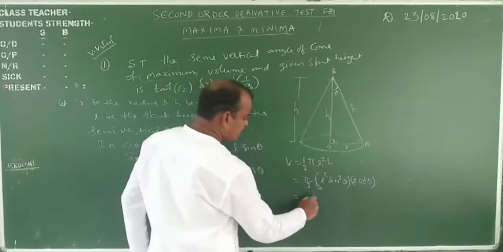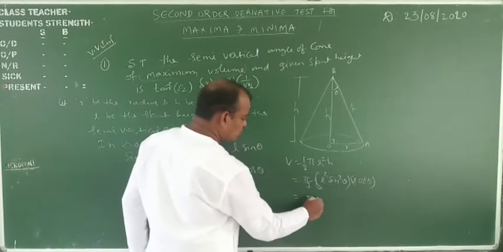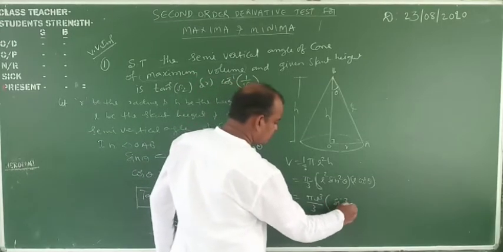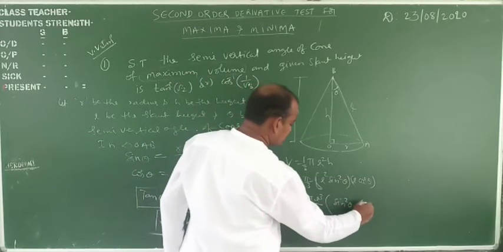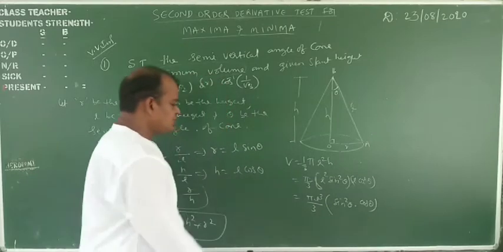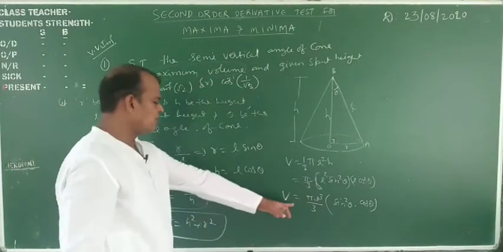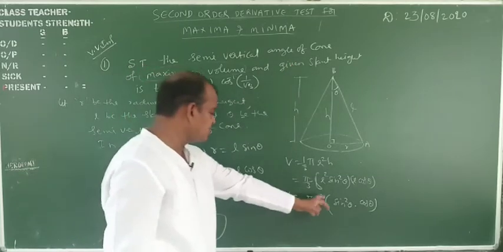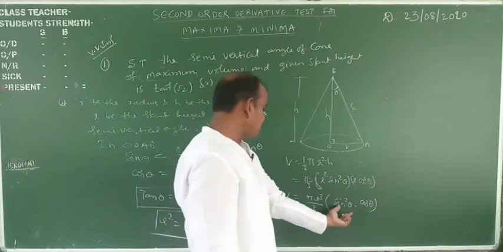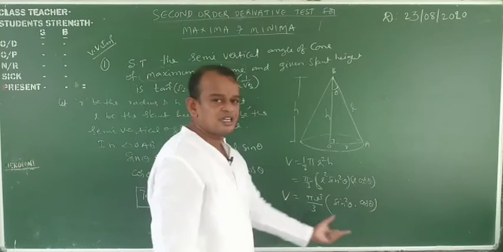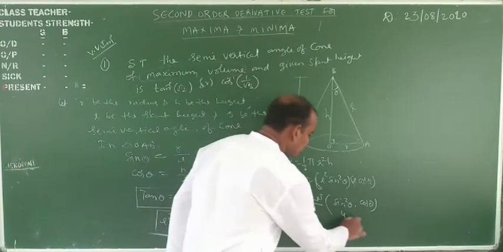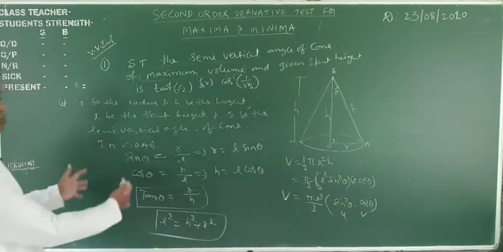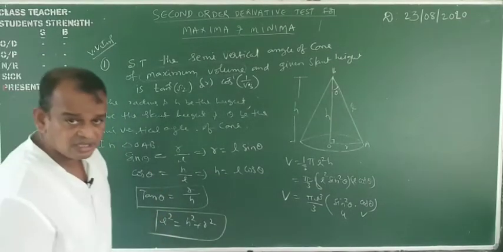Now pi L cube by 3 into sin square theta into cos theta. This is V. Here pi is constant, L is the given slant height, that is constant, and the 3 is also constant. Now the function is in terms of theta, so differentiating with respect to theta. Here the UV method is 100% followed, my dear students. Very very important problem, don't waste it.